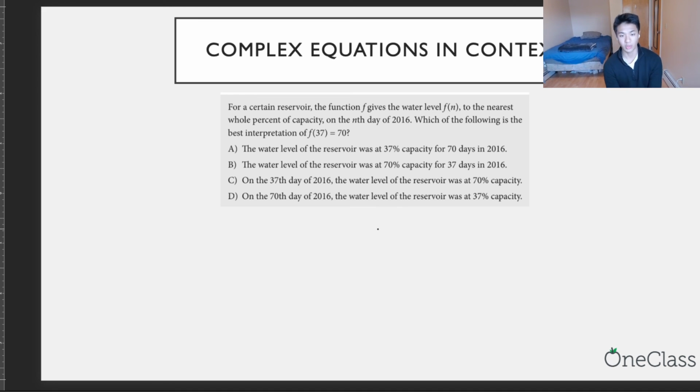So that's going to be, reading through the answer choices, answer C. On the 37th day of 2016, the water level of the reservoir was at 70% capacity. We didn't pick A and B because A put 37 as a percentage, which is not correct because 37 is the day. B says this is a prediction that is consistent across not just the 37th day, but the first 36 days leading up to it as well. And we know that this function is only applicable to the one day. And D is going to be wrong because it says the 70th day rather than the 37th day, so it's switched the two numbers. So C is going to be the right answer here.